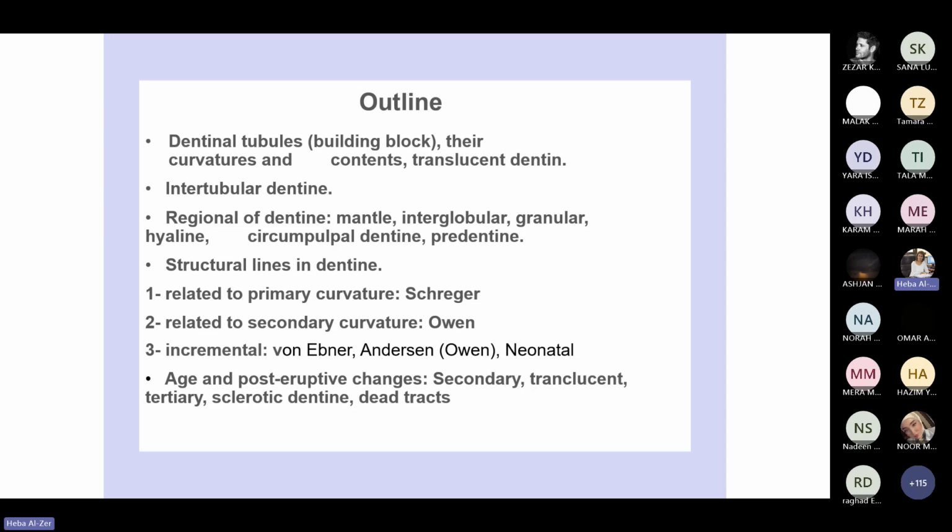Then we are going to discuss the regions of the dentine. When we take dentine and look at it under microscope, we are going to see different areas in dentine. We are going to discuss their shape, name, and characteristics. Then we are going to discuss the structural lines in dentine, like the ones we discussed in the enamel. Remember the enamel stria and the cross striations. We have something similar here, but some differences. At the end, we are going to discuss the age and post-eruptive changes in the dentine.